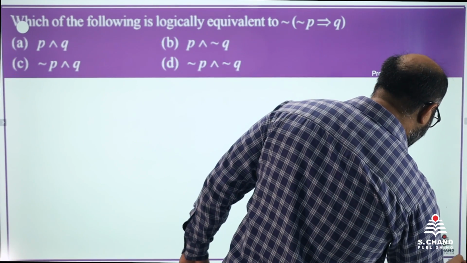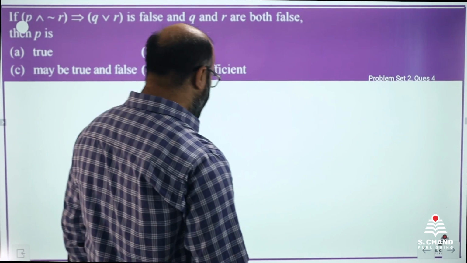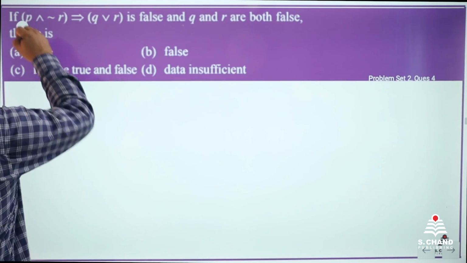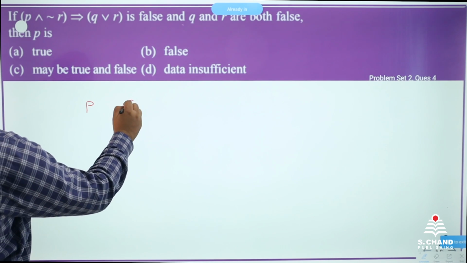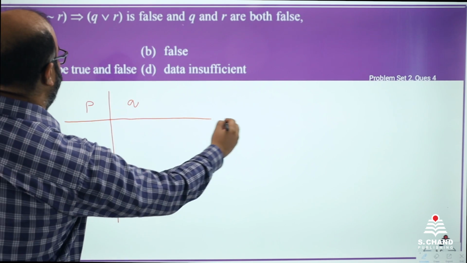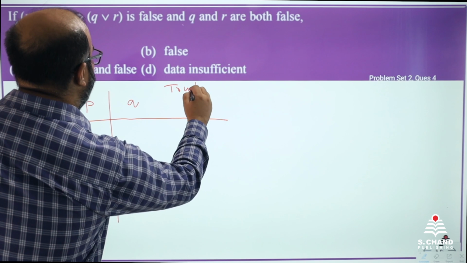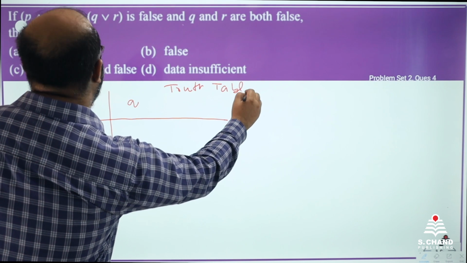So you can do it mentally if it is small, and if it is big, then you have to make the truth table. Otherwise, you can do it mentally also. But you have to at least write the entries of P and Q. So you are writing this truth table here again.